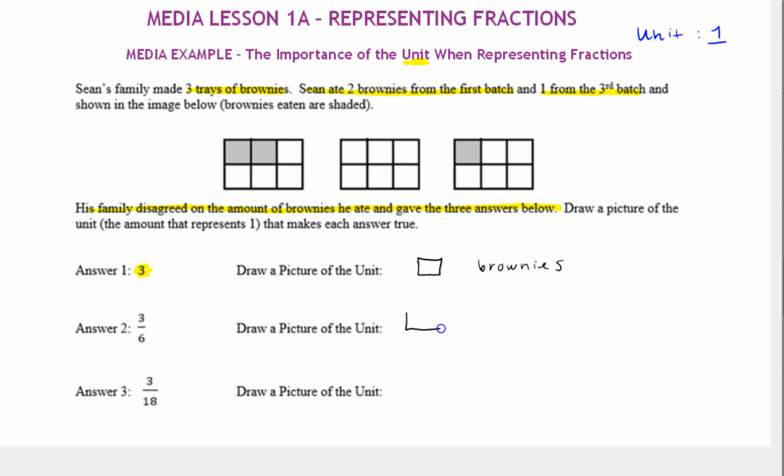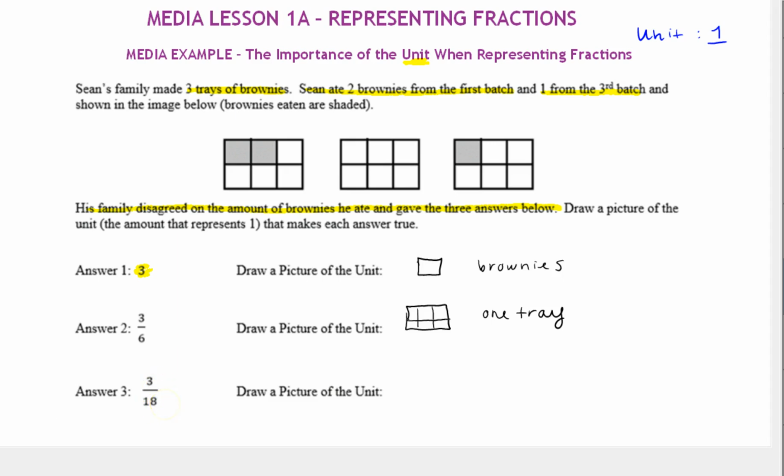So draw a picture like this, and it would be 1 tray. So if you're thinking of this as the unit, 1 tray of brownies, then he did have 3/6 of a tray of brownies. Okay, again, so here it's 3 brownies, where a brownie is 1 little square brownie. Here it's 3/6 of 1 tray of brownies. Now the third person said 3/18.